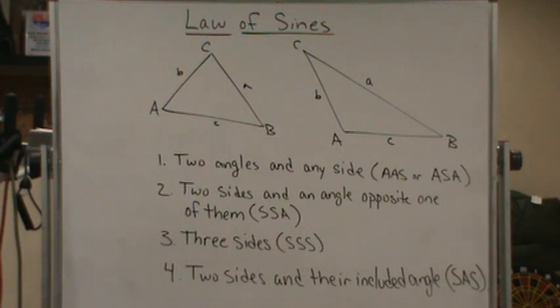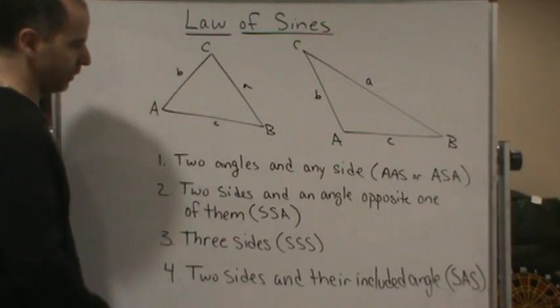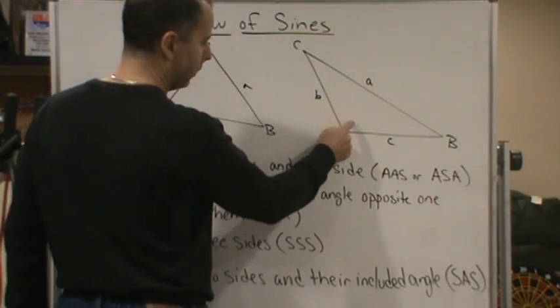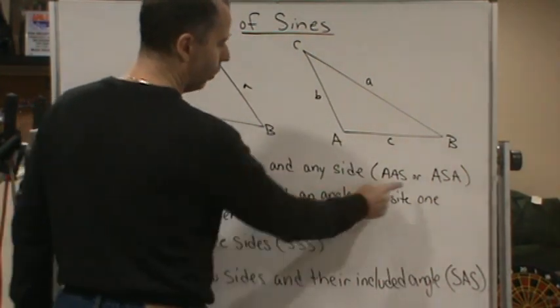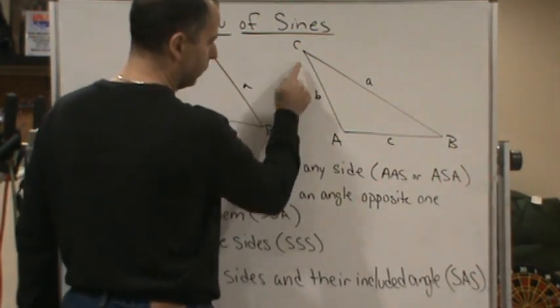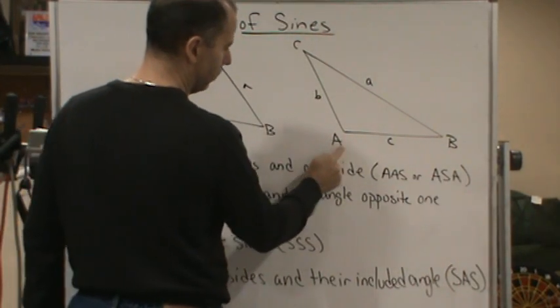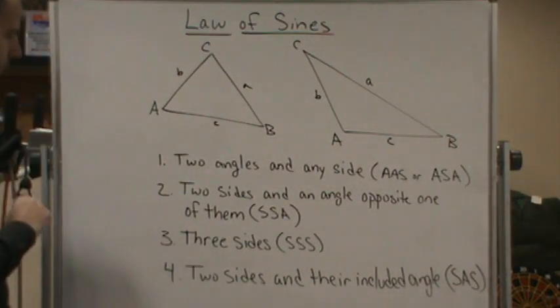Here I have written four cases that we can solve. The first case is two angles and any other side. That would be angle, angle, side, or angle, side, angle. Any of those would be fine.